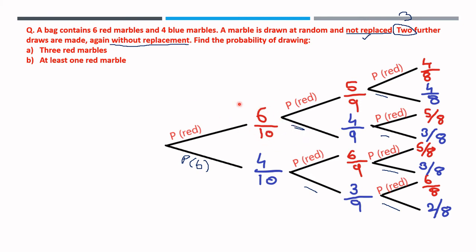Now again the probability of red becomes 5 out of 9. 9 because, for example, I pick up a red, I keep it on the side. So now the total number of marbles in the bag is 9. So the total outcome becomes 9, and the red marbles also decrease by 1.